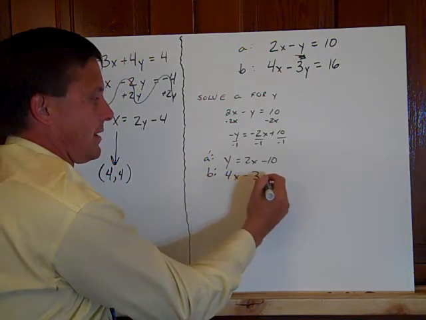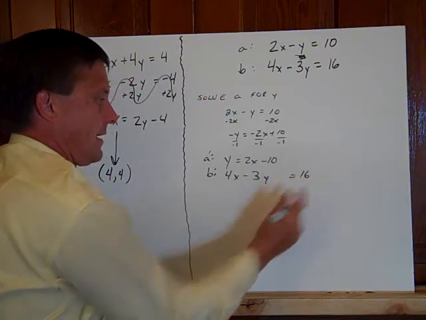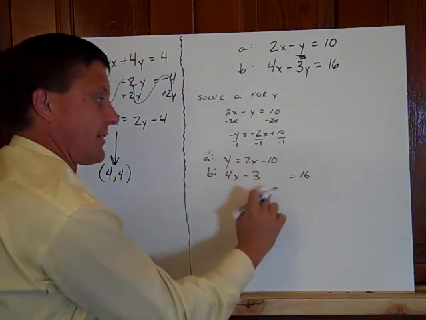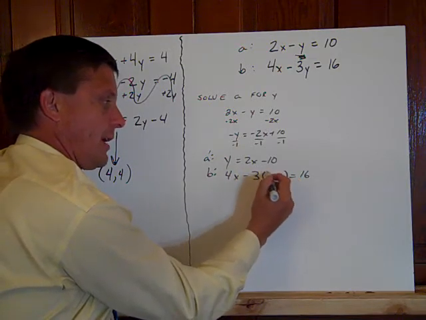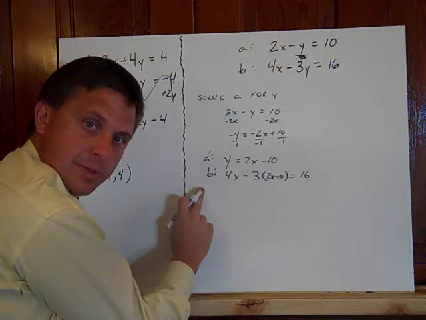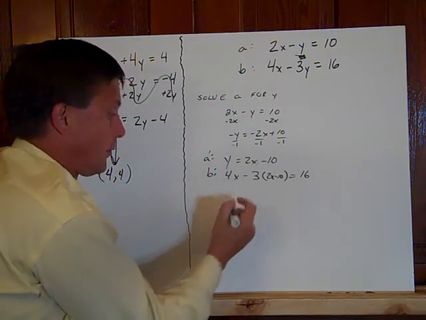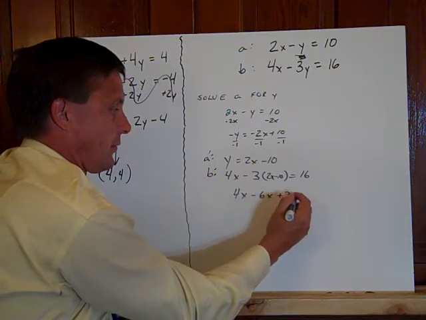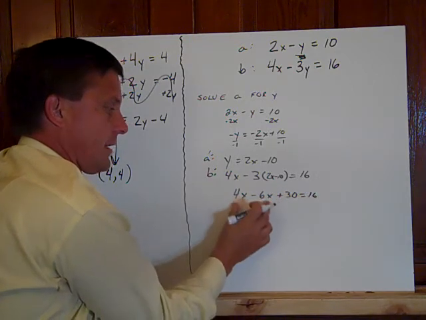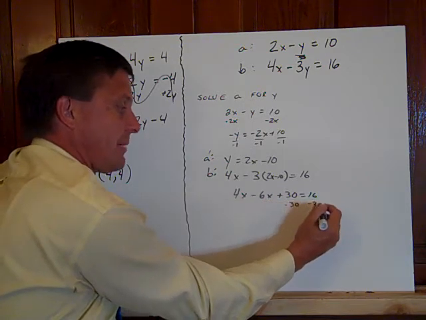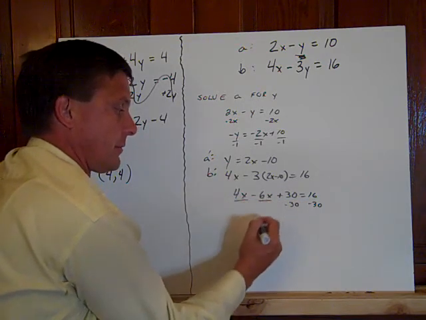And I see here I have B. I can put A prime into B. I know y is equivalent to 2x minus 10, so for 3y, I can put in 2x minus 10. And the beauty now is that B, when you put in A prime, becomes all one variable. I get 4x minus 6x plus 30 equals 16. I'm going to subtract 30 from both sides and combine the like terms here.